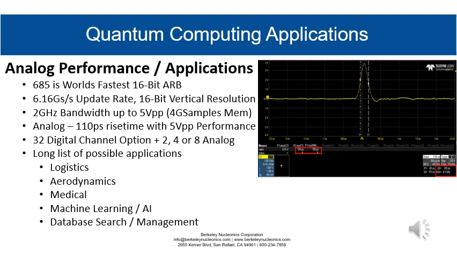quantum communication applications. Furthermore, you won't need to compromise on analog performance. The fast rise time of 110 picoseconds can be achieved at the maximum amplitude of 5 volts peak to peak. The Berkeley Nucleonics 685 also offers up to 32 digital channels as an option. Combined with 2, 4, or 8 analog channels, this makes the 685 a full-featured mixed signal generator.